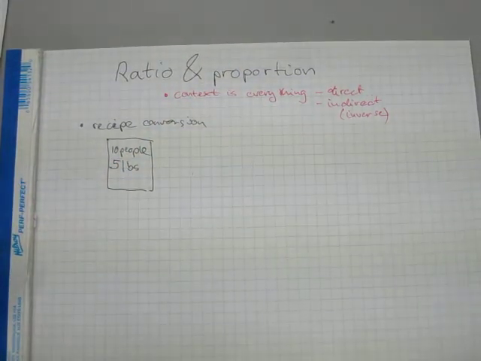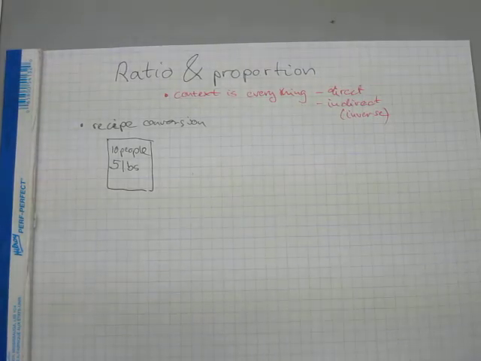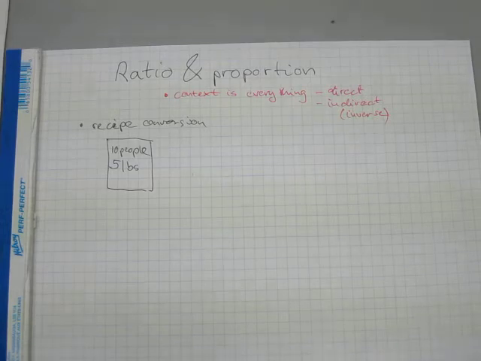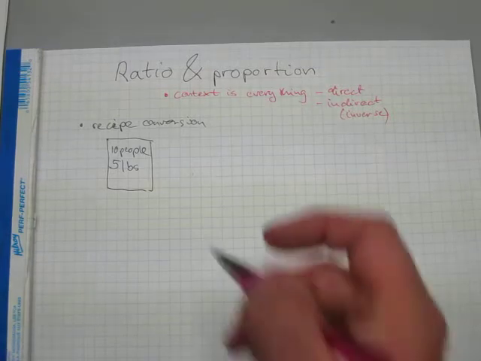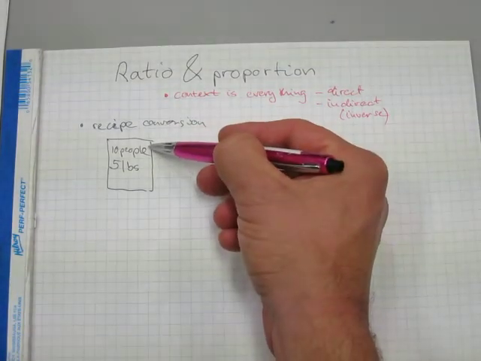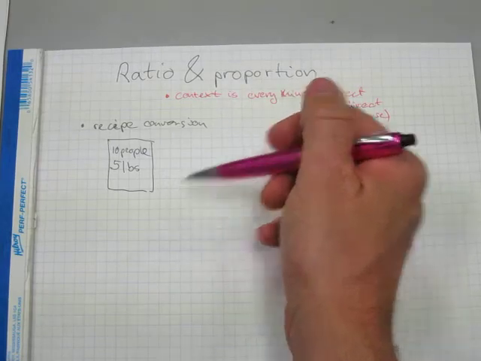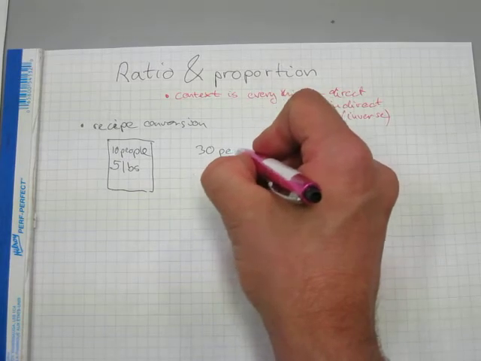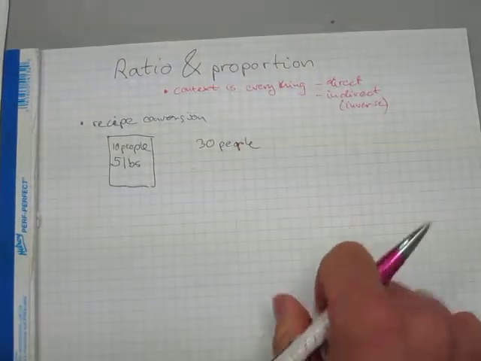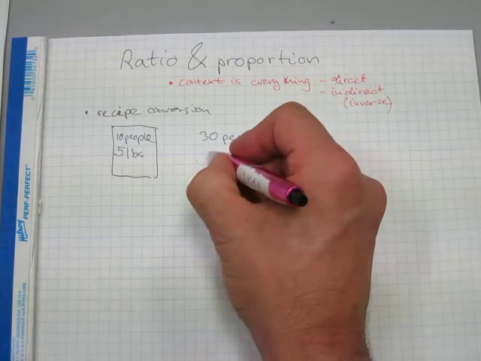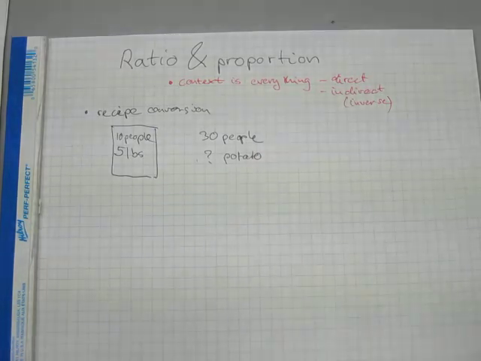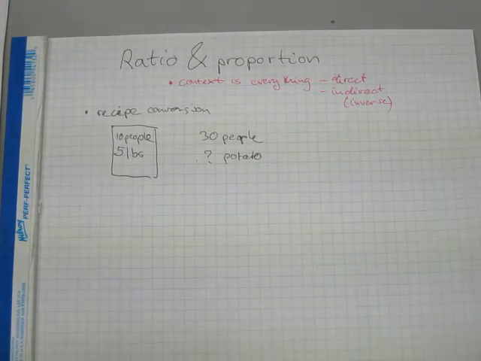Well, throughout these examples, I'm gonna switch between imperial and metric amounts, length, weight, everything. I'm gonna change it up and make it versatile. So the recipe says for 10 people, you need 5 pounds of potato for a potato salad. There are 30 people coming. Question is, how much potato should be on the countertop? Enough for 30 people.